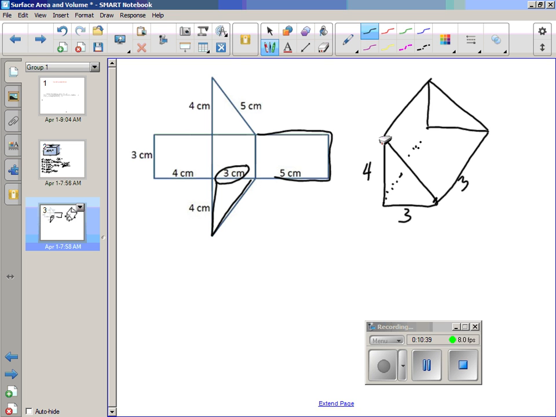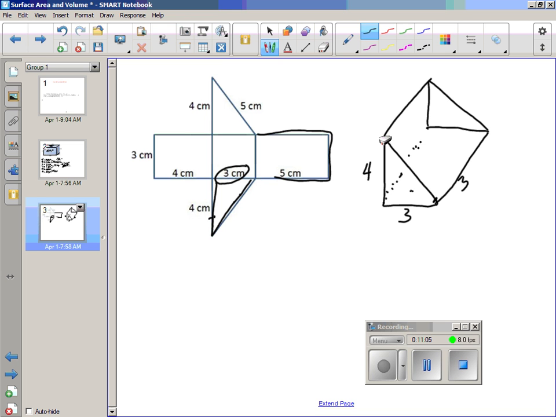Right? Okay. So just to show you, this is what the three-dimensional shape would somewhat look like if we folded it all together, wrapped it back up. Our job for surface area is to find the area of each one of the faces. Can you tell me what's the area of this triangle right here? Keep in mind, this triangle right here is the same as this one right here.